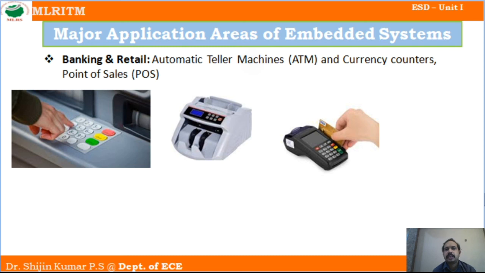The next application area is banking and retail. Every time we use which machine? The automatic teller machine, or ATM. ATM is a banking device. If you put in your card, and there is money in your account, you can take the money. Nowadays cash deposit machines are also there. You can put in cash and your card, and the money will be credited to your account. Then currency counters: if you go to a bank and give money, they count it inside a currency counter.